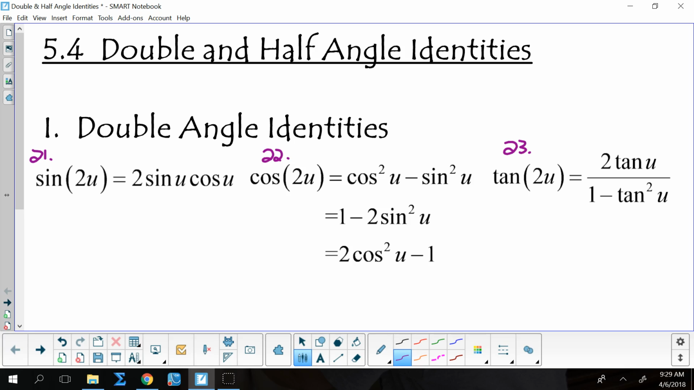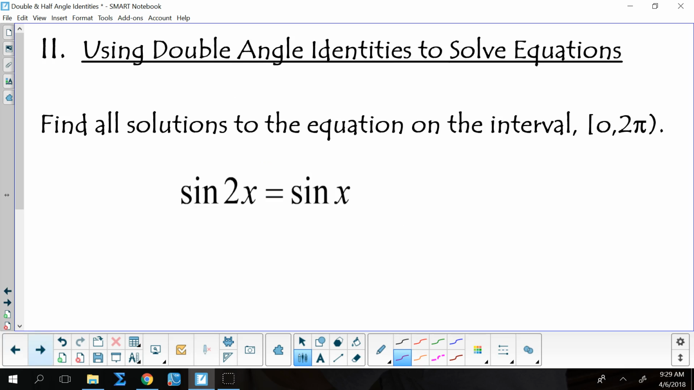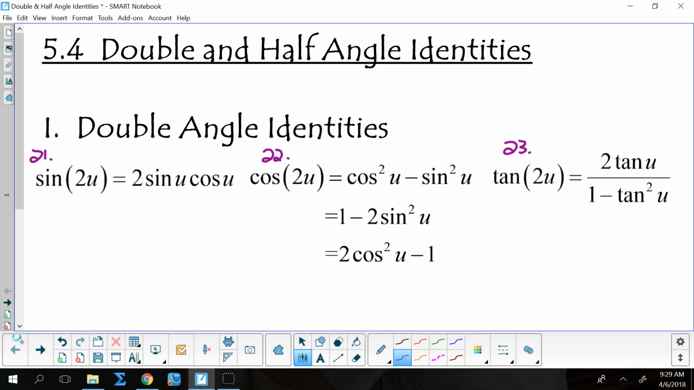What they're used to find, and this actually works out well for us because this was probably going to be on your final on Wednesday, is we use them to solve equations. So we use the double identities to solve equations. We don't necessarily use them to find the cosine of 225 degrees or something like that. So these are on your unit circle sheet.